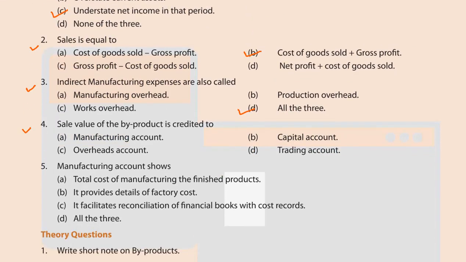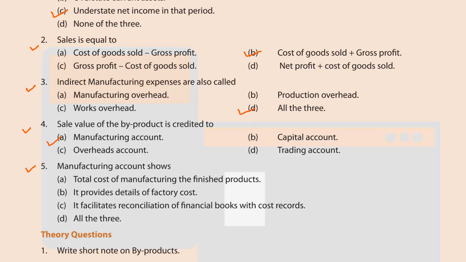Next question. Question 4. Sale value of the byproduct is credited to A. Manufacturing account, B. Capital account, C. Overhead account, D. Trading account. It's A. Manufacturing account. Sale value of the byproduct is credited to manufacturing account.